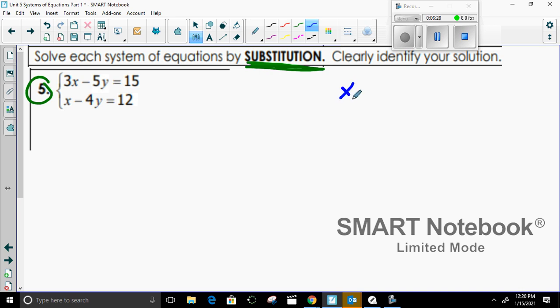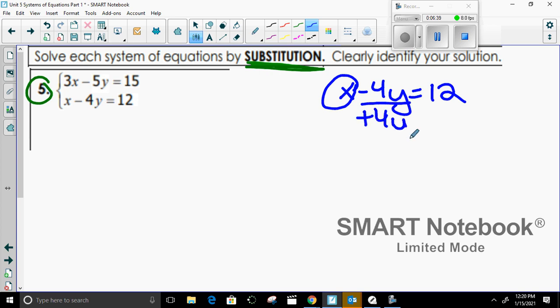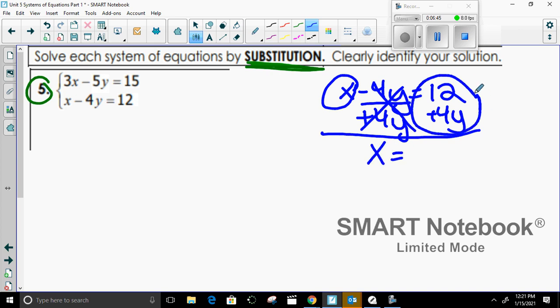Hopefully you said the bottom equation. And hopefully you realize it's easiest to get that x by itself. So I need to get rid of negative 4y. So add 4y. So x equals, these are not like terms. Don't put them together. So put your 4y and then put your constant number plus 12. So now I'm changing this to x equals 4y plus 12.